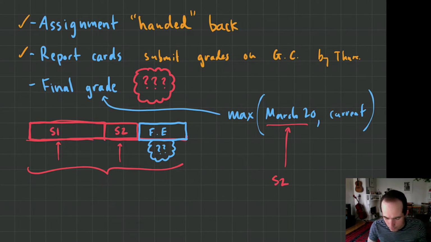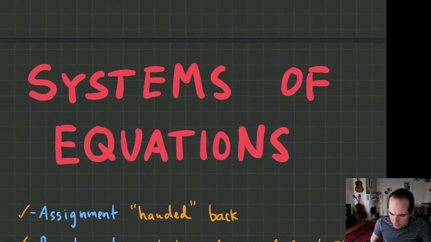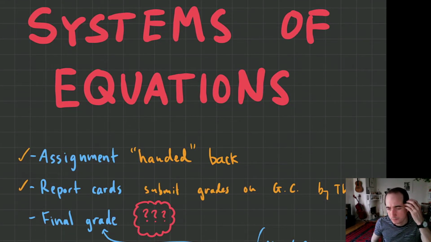Okay, so that was a lot of administrative stuff. That was 25 minutes of administrative stuff, and that leaves us about 20 minutes to do this lesson. So let's talk about systems of equations. I want to talk about, I think, 3 ways of doing systems of linear equations.